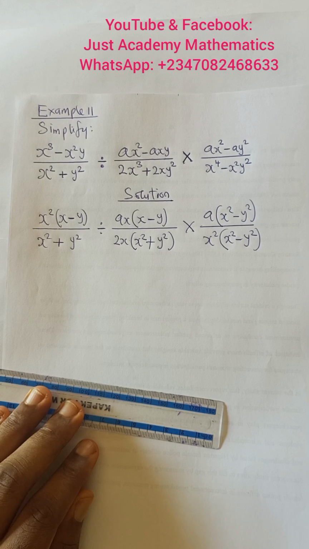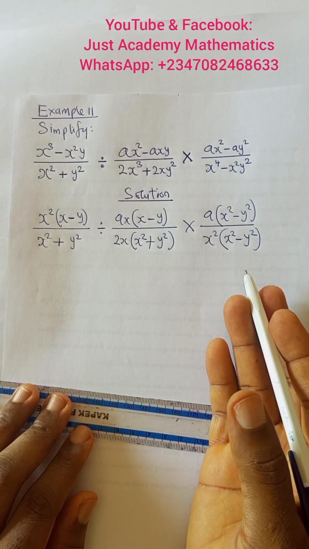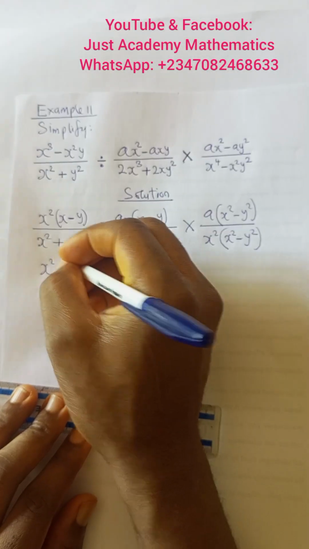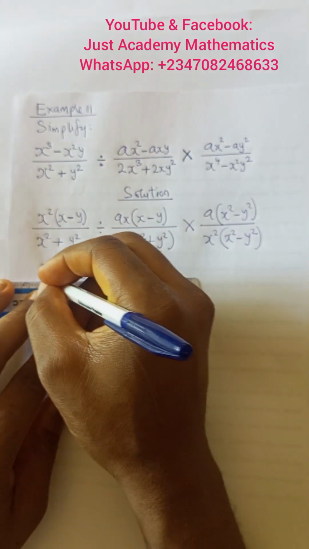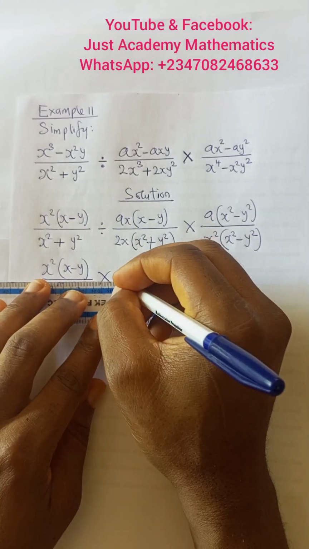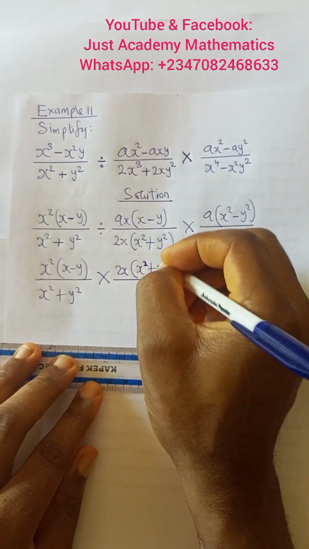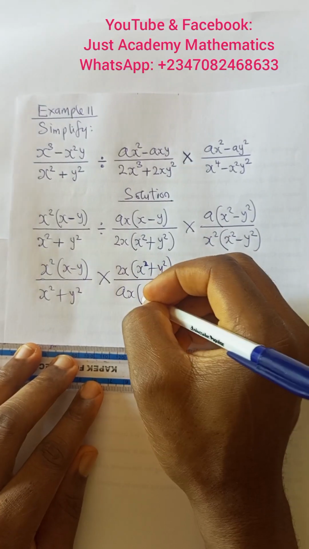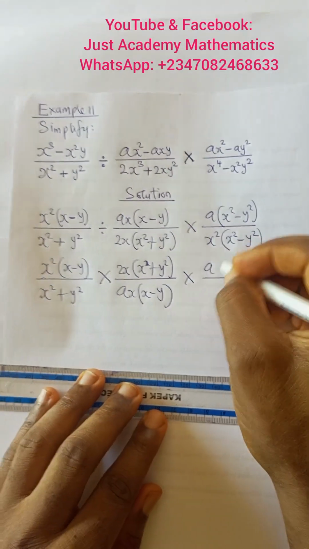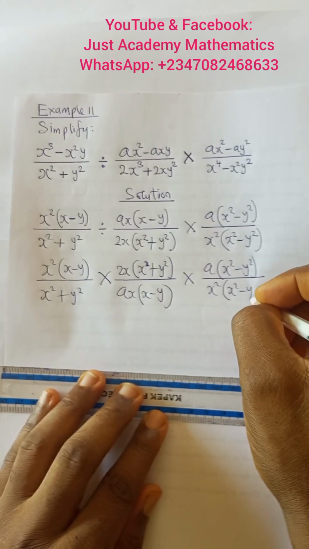That is it. So let's swap this, then we can cancel. Obviously, we can see some of them are already canceling out, but let's swap first. x squared bracket x minus y over x squared plus y squared times 2x bracket x squared plus y squared over ax bracket x minus y, then times a bracket x squared minus y squared over x squared bracket x squared minus y squared.